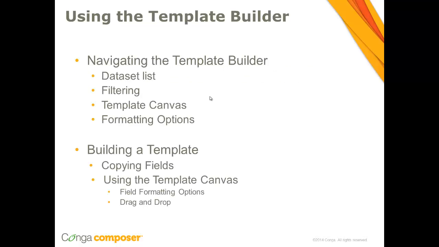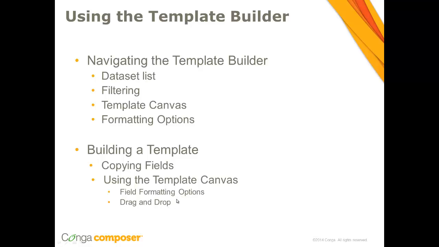Okay, so again, today is using and exploring the Conga Template Builder. First we're going to cover navigating the Template Builder and all of the features that are available there, like the data sets, filtering, using what we call the template canvas, and then some formatting options for different merge fields. And then we're also going to show you how to build a template. That'll include using, again, that template canvas, as well as copy-pasting the fields and drag and drop.